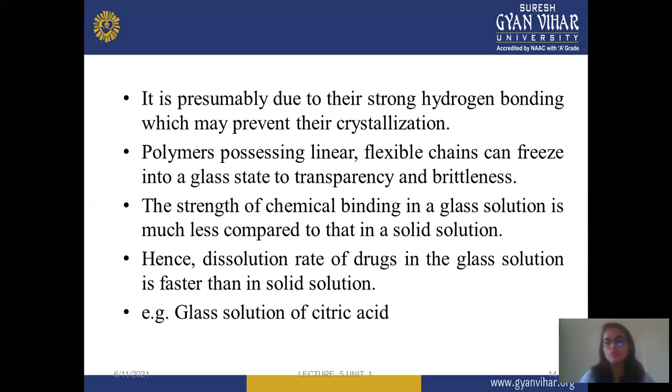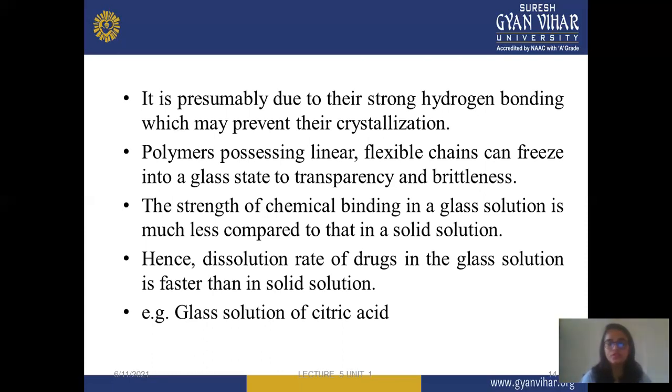Polymers possessing linear flexible chains can freeze into a glass state, showing transparency and brittleness. This glass solution and suspension occurs due to the strong hydrogen bonds present in the structure. They show more transparency and brittleness, and are easily broken. The strength of chemical binding in a glass solution is much less compared to that in a solid solution. They do not have enough strength compared to the previous one, have less strength, and easily break.